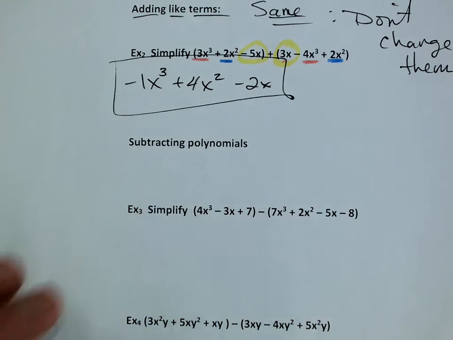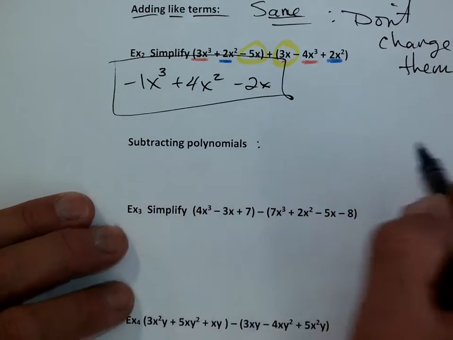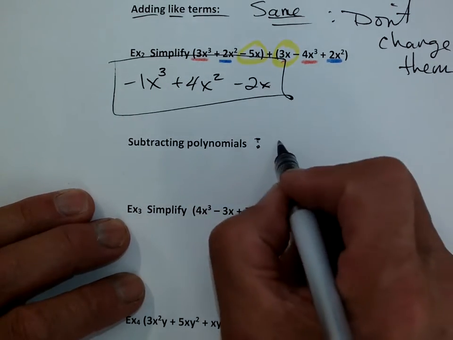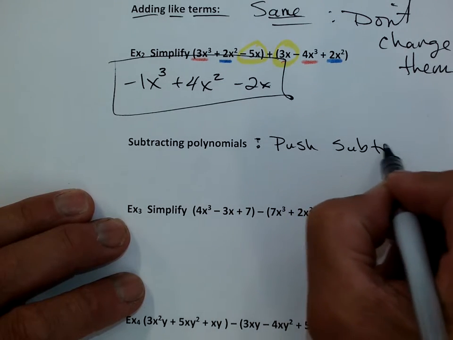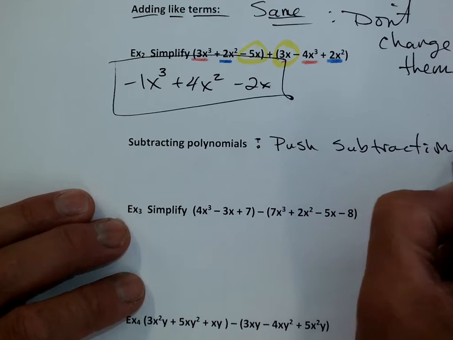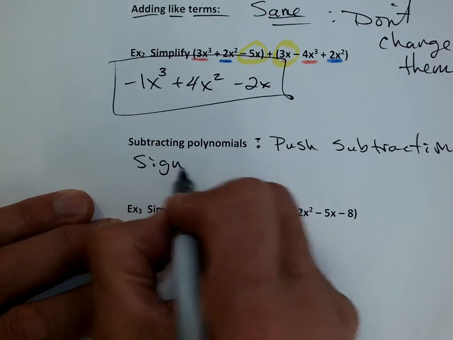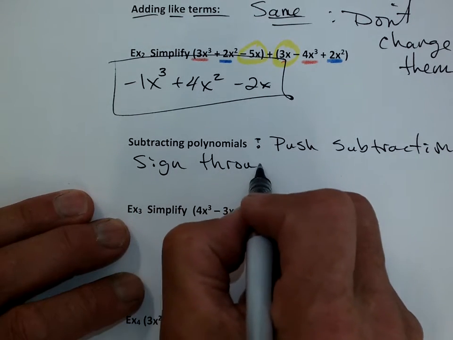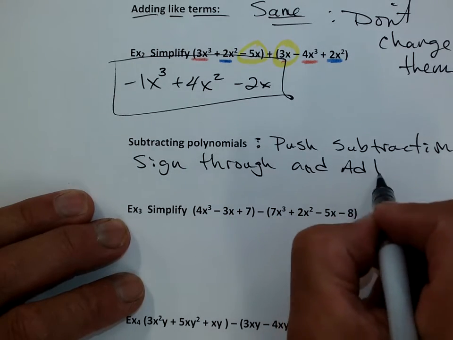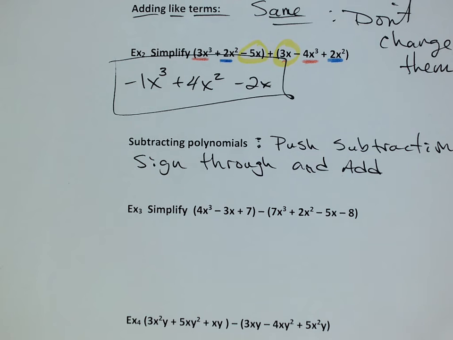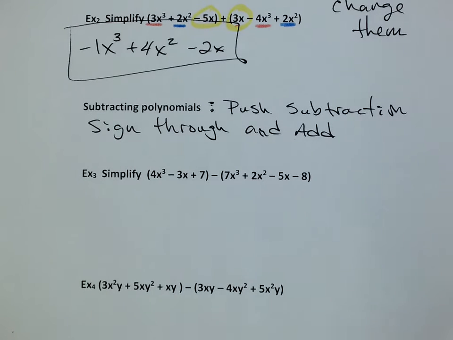Well, now if you subtract exponents, I like to push the subtraction sign through and add. Okay, let's write that down. What does that mean? Push the subtraction sign through and add. Now you don't have to do this, but it just keeps me from making dumb mistakes. Because gosh, I make dumb mistakes all the time.